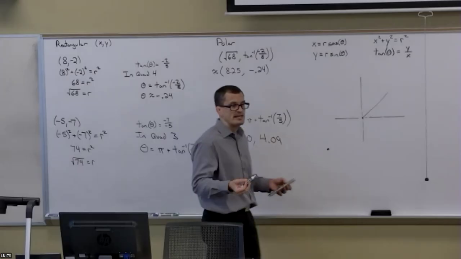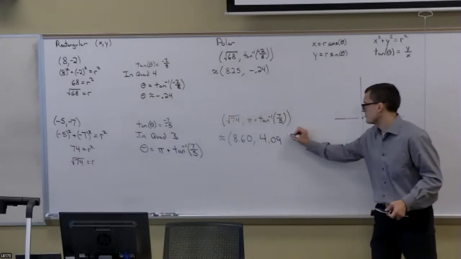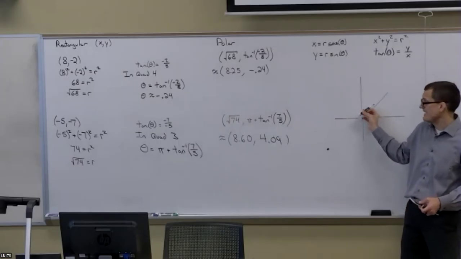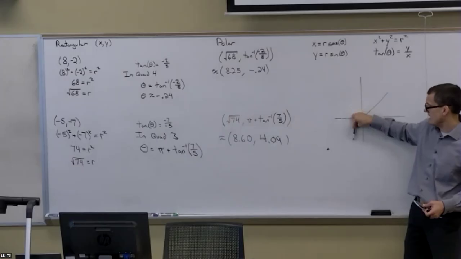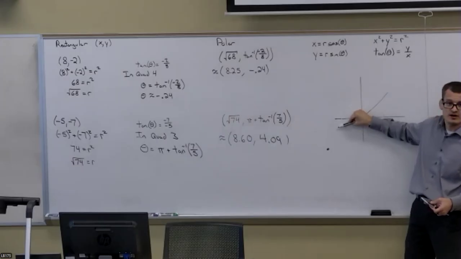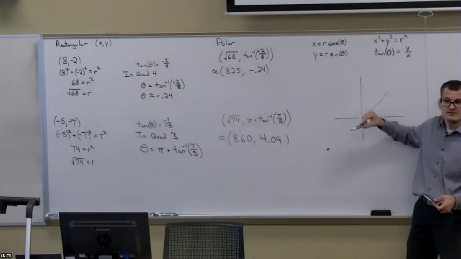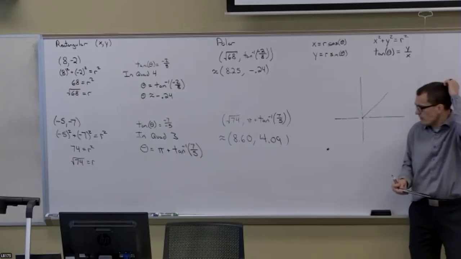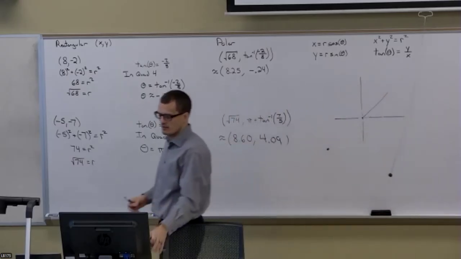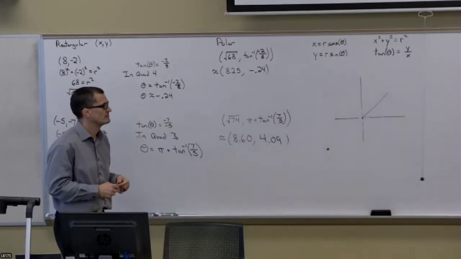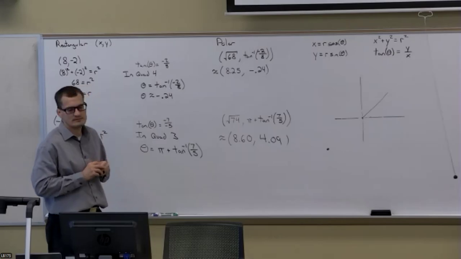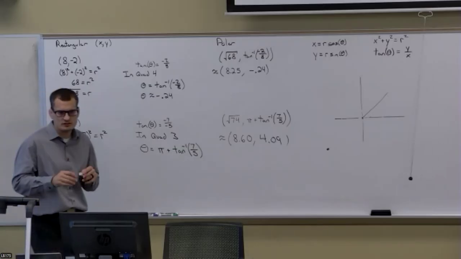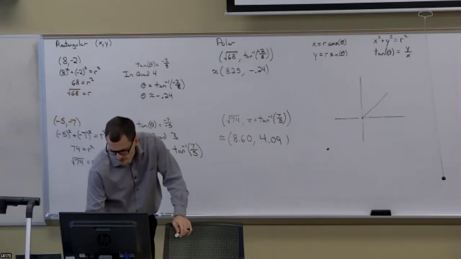And by the way, when in doubt, think through where 4.09 is. That's between pi and 3 pi over 2, right? So we are in the correct quadrant. That makes sense. So we are in the correct quadrant with 4.09 radians. We okay with that? That's doing conversions.